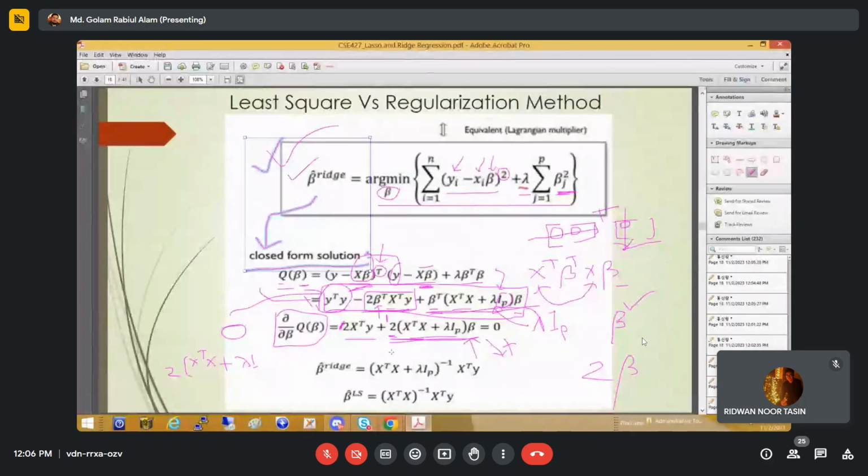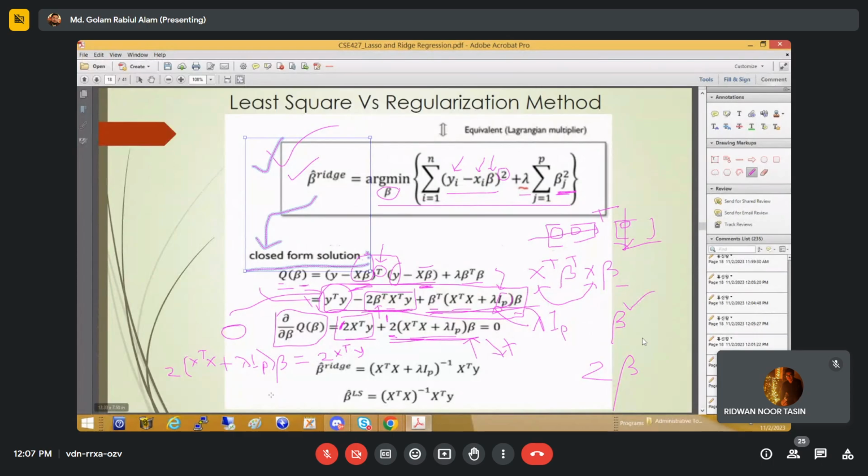Okay, so here we can see lambda I, and here's the beta. And this term is negative what? Negative X transpose Y. So that means we can see equal. Here it is negative, so we can take it to the right side. So it will be 2 x transpose y.